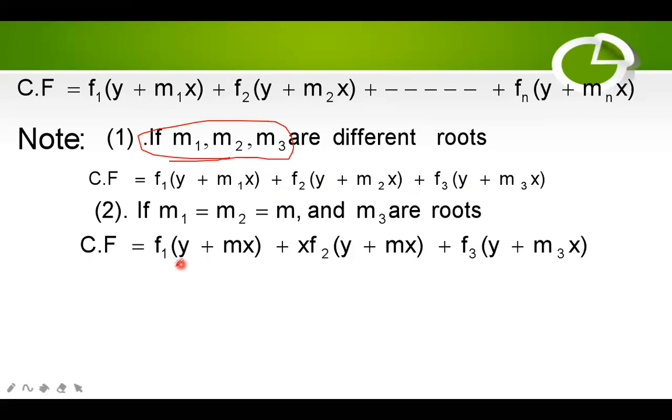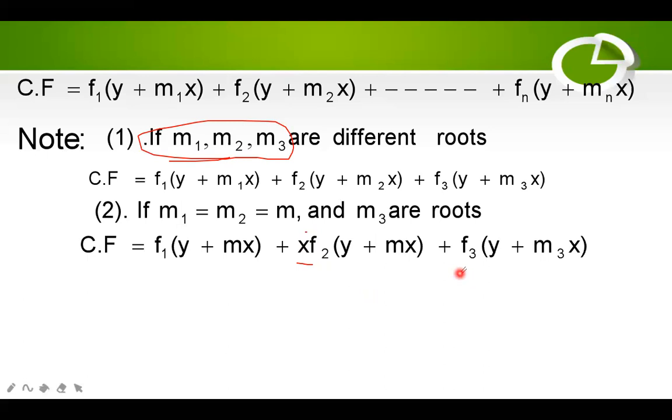f1(y + mx) + x into, we are adding x here, so always this power is less than n, so n minus 1 at most. Suppose 2 roots are equal, then 2 minus 1, you have to stop at 2 minus 1. Suppose 3 roots are there, we are adding one more term.